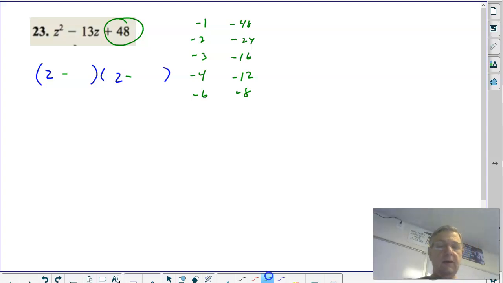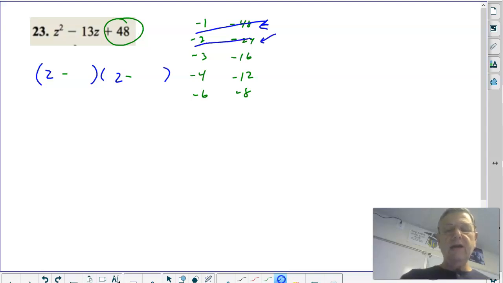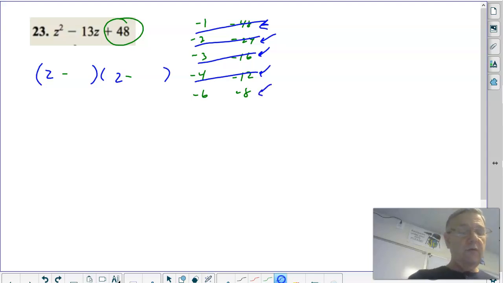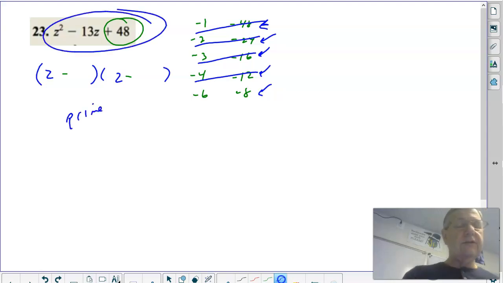All right. Now again, in all of these, will any of them give us a 13 in the middle? This one will give us a negative 49 in the middle. This will give us a negative 26 in the middle. This will give us a negative 19 in the middle. This will give us a negative 16 in the middle. That's close. This will give us a negative 14 in the middle. That's close, but none of them work. It's prime. And that's the answer. There is no factoring.